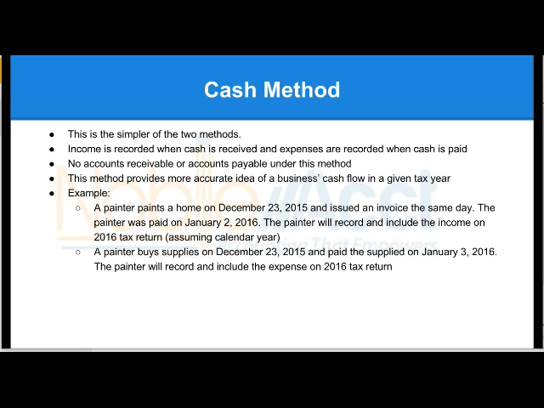Now, the same painter, in order to do the painting job, let's say buys supplies on December 23, 2015 and pays for those supplies on January 3rd, 2016. Since the expenses were paid in 2016, the painter will be recording the expenses on the 2016 tax return. So as you can see, the services were performed in 2015 and supplies were bought in 2015, but since the cash was received or paid in 2016, the painter will be including income and reporting expenses on the 2016 tax return.